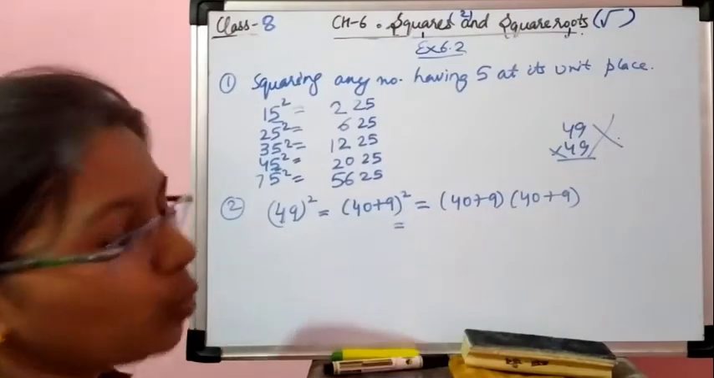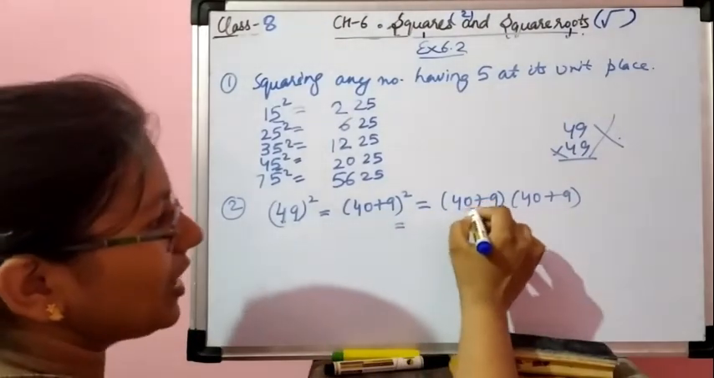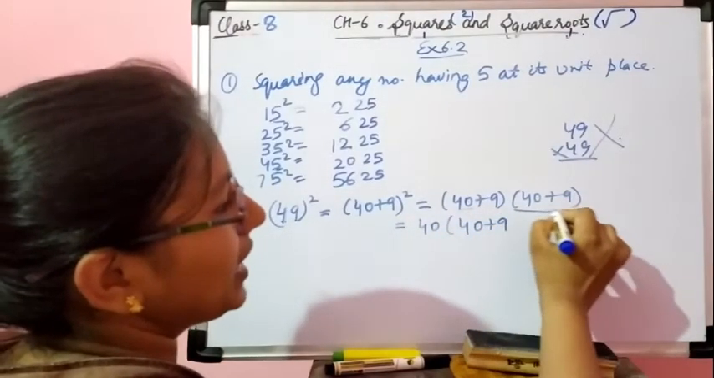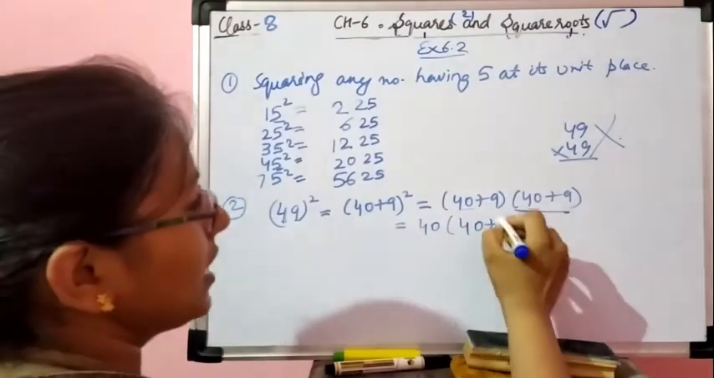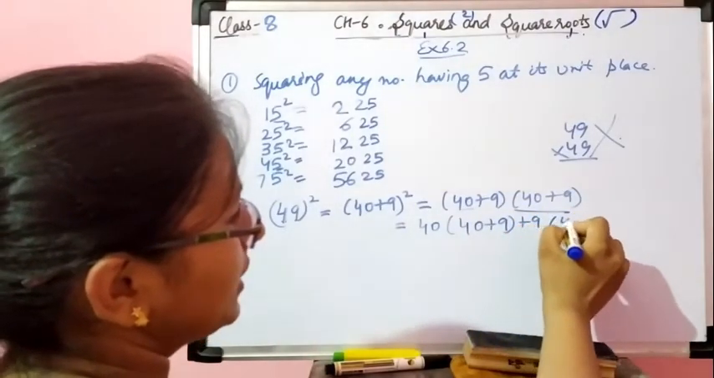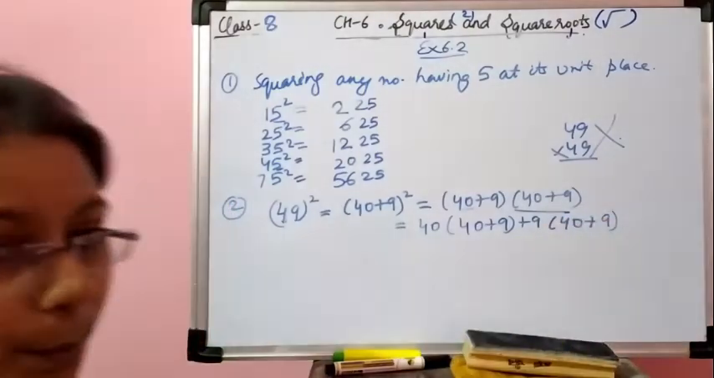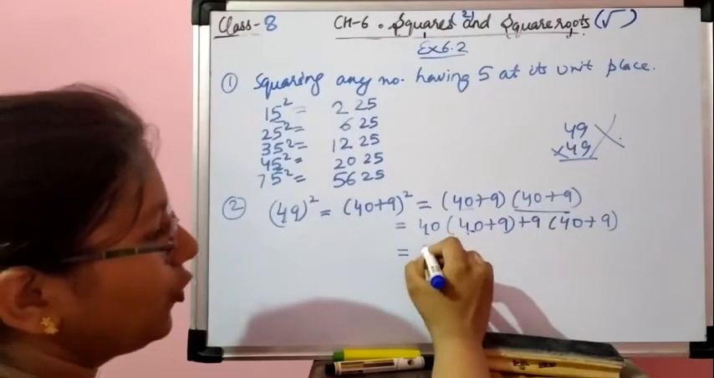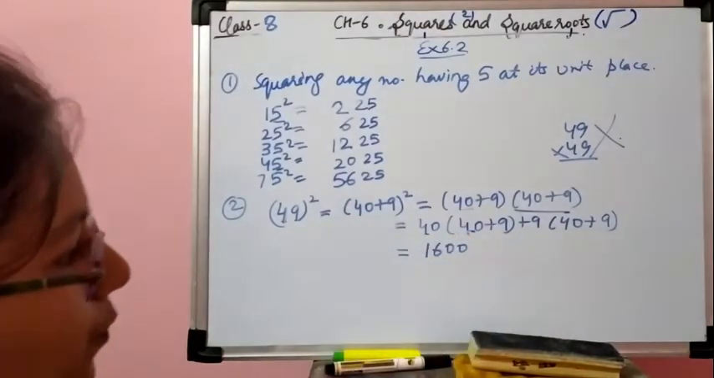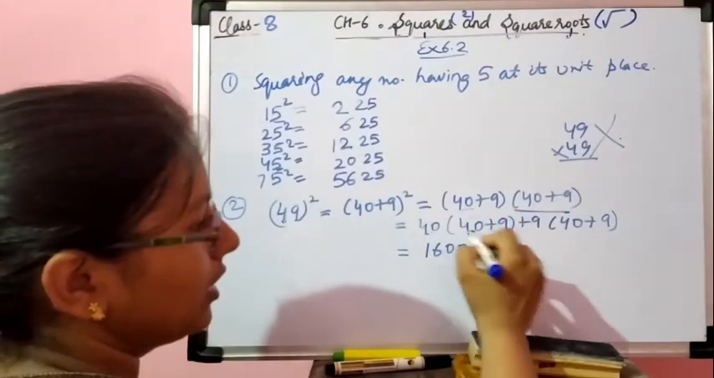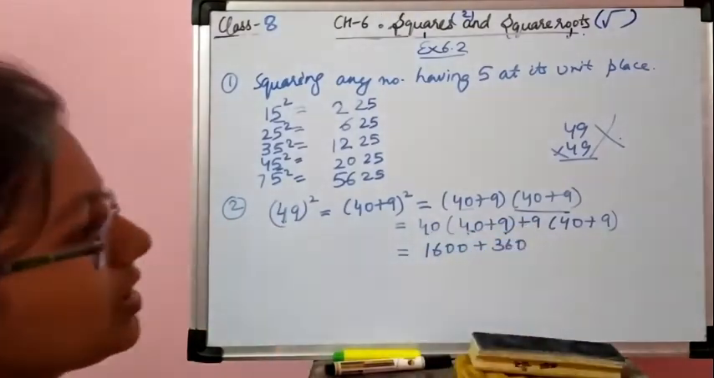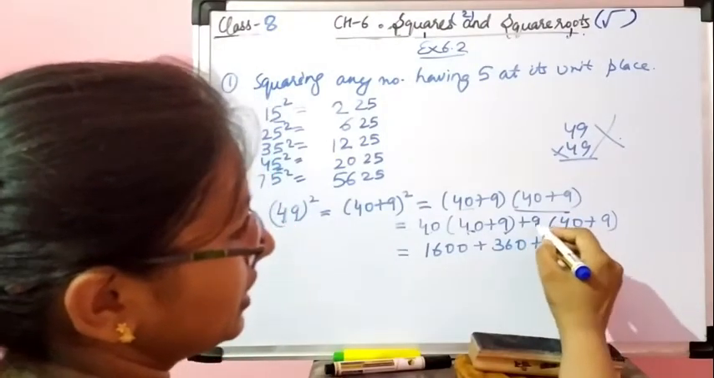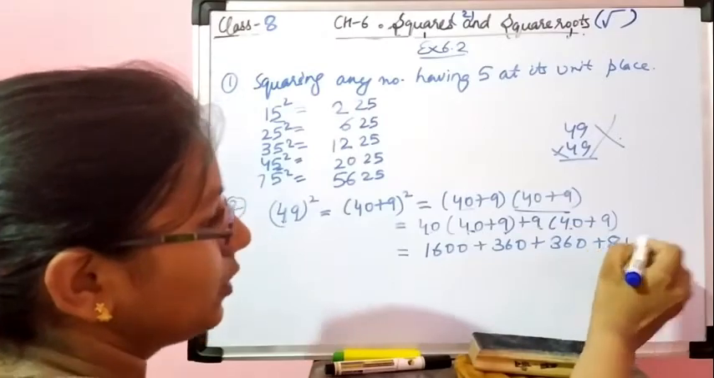Now as we have learned to open the bracket, first I will take 40 and multiply with this whole bracket. This bracket I have made fixed. Then similarly I will take 9 and again multiply it by the whole bracket. Now 40 into 40, 4 4s are 16, so 1600 will come. 40 into 9, 9 4s are 36, so 360 will come. Again plus 9 into 40, that is 360. And 9 9s are 81.